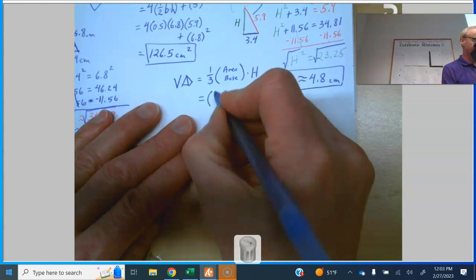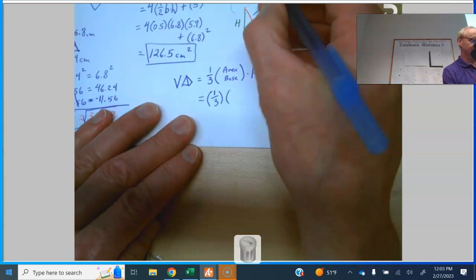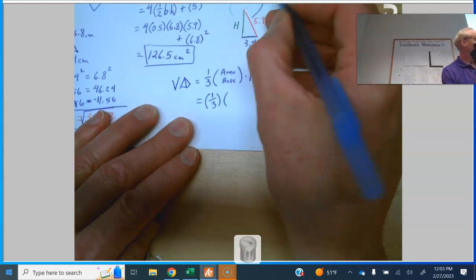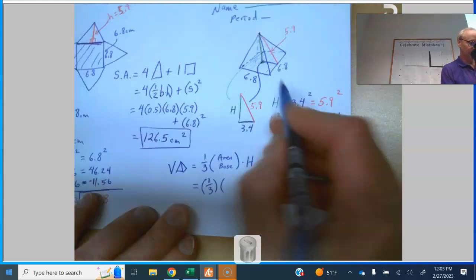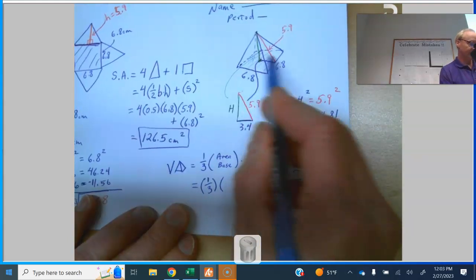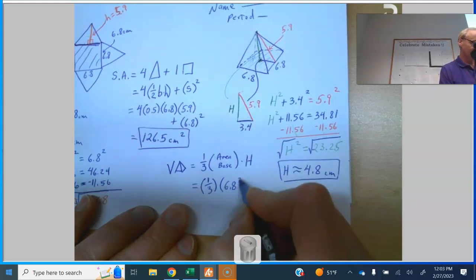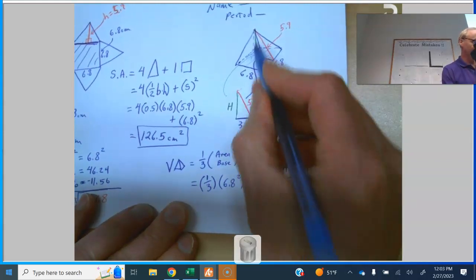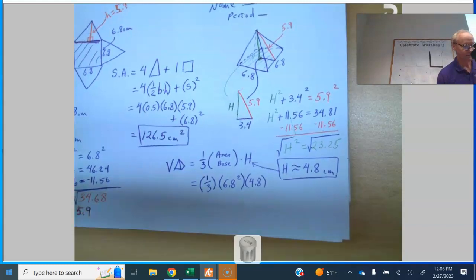I always put my 1/3 in parentheses. Area of the base is this thing down here. It's 6.8 by 6.8. Oh, it's this piece down here, which is the 6.8 squared. And the height is the green one, which is the 4.8. This is my height right there.